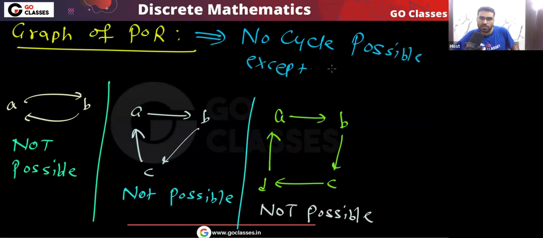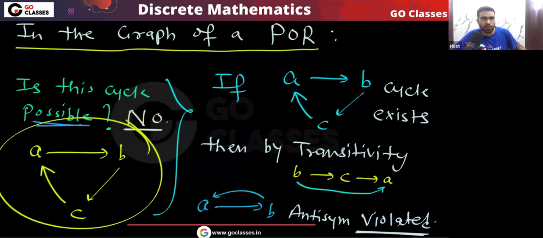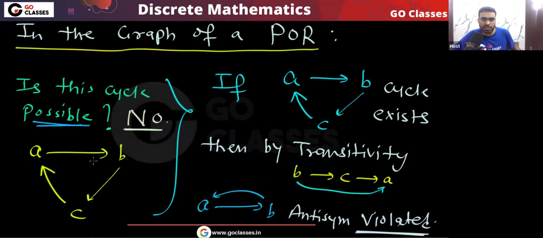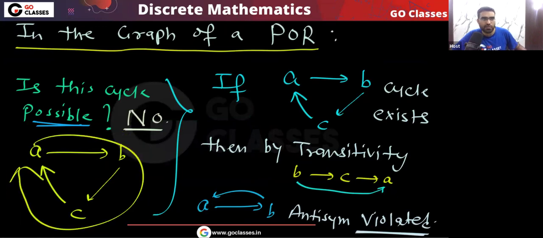Is this clear? Is this point clear to everyone? Please tell me. This can come in the GATE exam. They can ask you. Did you understand the proof? For example, this proof, did you understand why I cannot have this cycle? Look at this cycle. In the partial order relation graph, can I have this type of cycle?